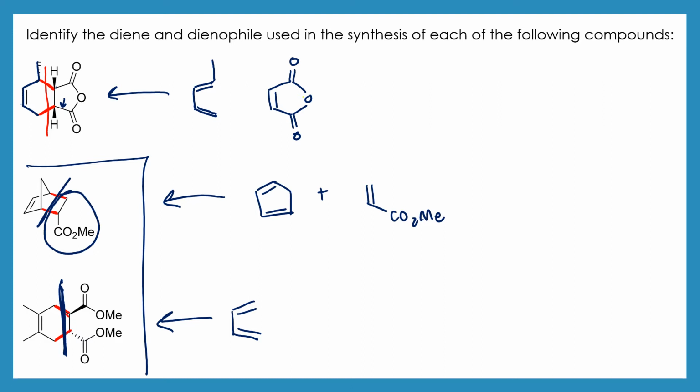And since the substituents here are drawn trans to each other, we know this must be a trans alkene, because that is conserved from the starting material to the product. So that's all you need to do. Oops, I need some methyl groups here. Okay.